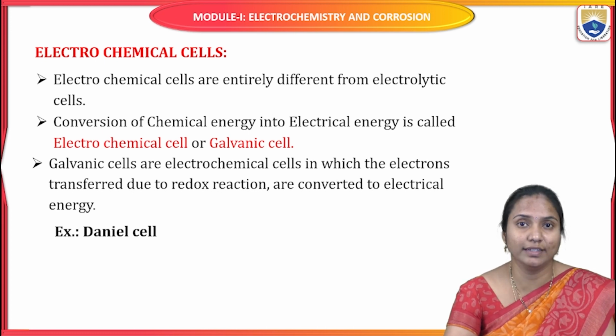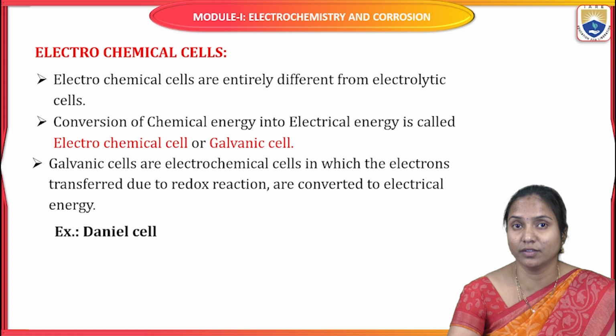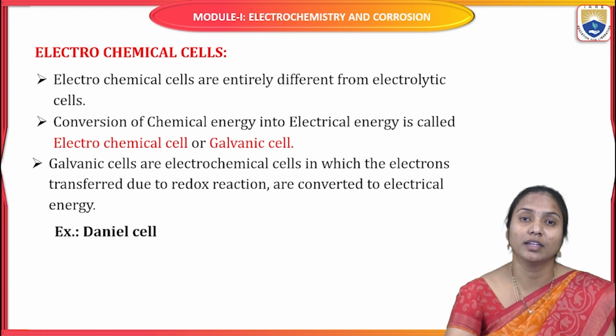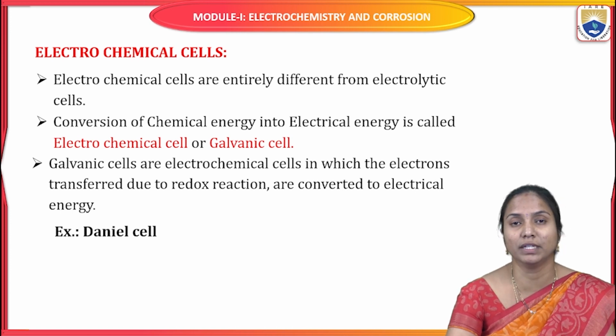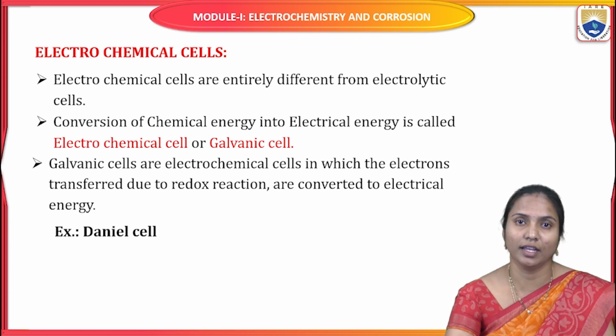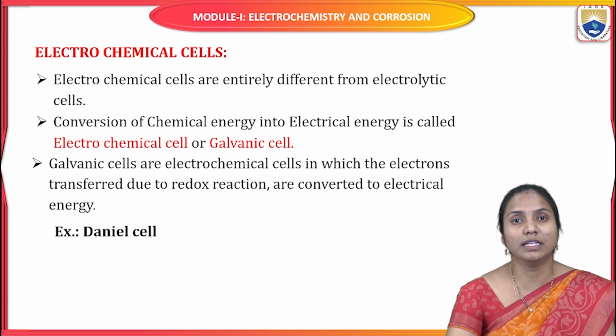Because in electrolytic cells, electrical energy converts into chemical energy. But in this electrochemical cell, chemical energy converts into electrical energy. That is the main difference between electrolytic cells and electrochemical cells. These cells are also called galvanic cells or voltaic cells.